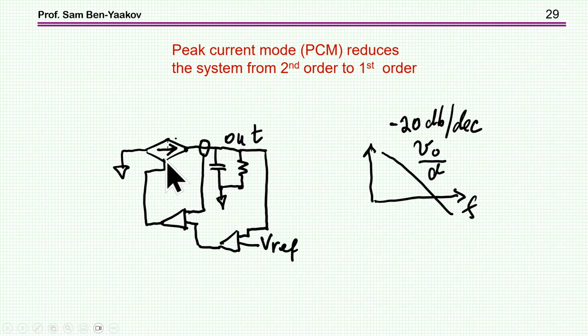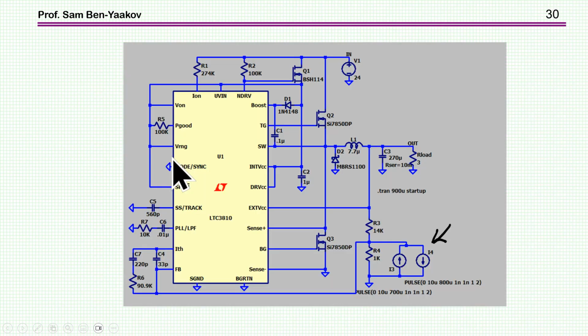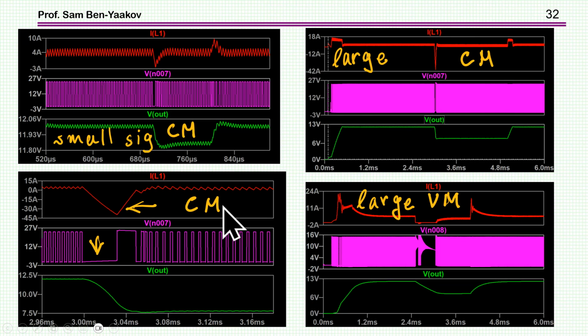Because now the inductor becomes like a current source, and when you have a current source going into this RC circuit, it's a first order system. Obviously, this is correct only when you are within the frequency of this loop. So now I'm exposing the system to the same injection, and here it's first of all at the reference, or the feedback you might say, with the two current sources.